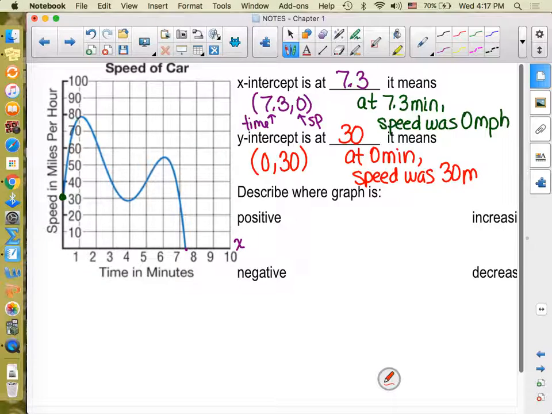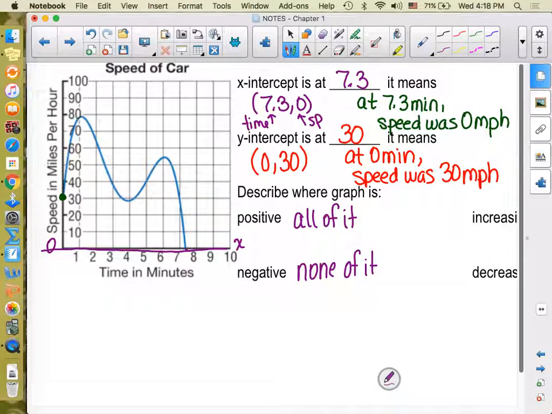Then to describe where the graph is positive and negative. The positive negative part means is it above or below this x-axis? In other words, the 0 line for y values. So where is it positive? All of it. Where is it negative? None of it. So that's an easy one. Then it asks, and it's cut off on here, but it's not on yours, where it's increasing and decreasing, and that has some different parts to it.